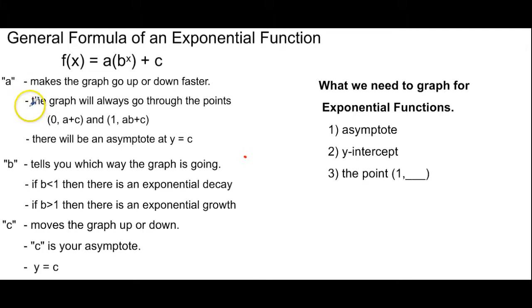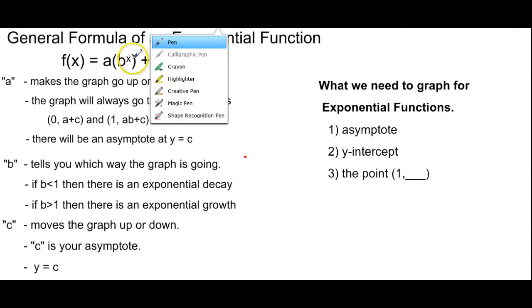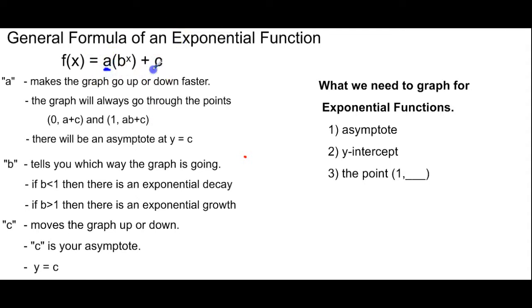All right, a makes the graph go up and down, or up or down faster. Depending on what the value is, and I will show you that in just a moment, it either goes up fast or goes down fast. The graph will always go through the points 0, comma a plus c, and that all depends on what a and c are. And then 1, comma a times b plus c, and again it all depends on what these values are.